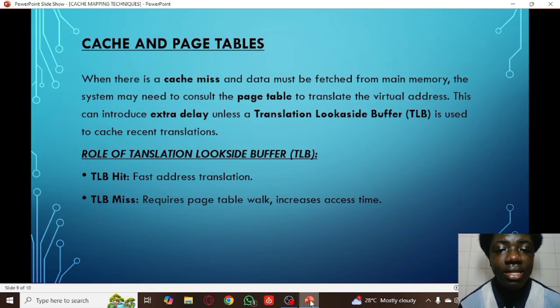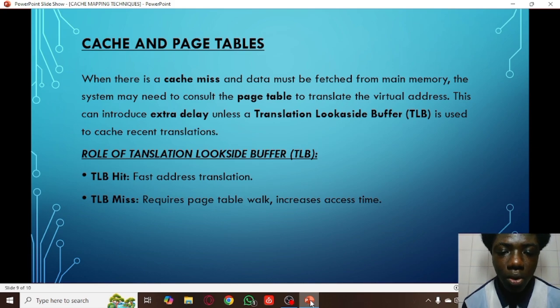Cache and page tables. When there is a cache miss and data must be fetched from main memory, the system may need to consult the page table to translate the virtual address. This can introduce extra delay unless a translation lookaside buffer (TLB) is used to cache recent translations. The role of the translation lookaside buffer. A TLB hit gives fast address translation. A TLB miss requires a page table walk, which increases access time.